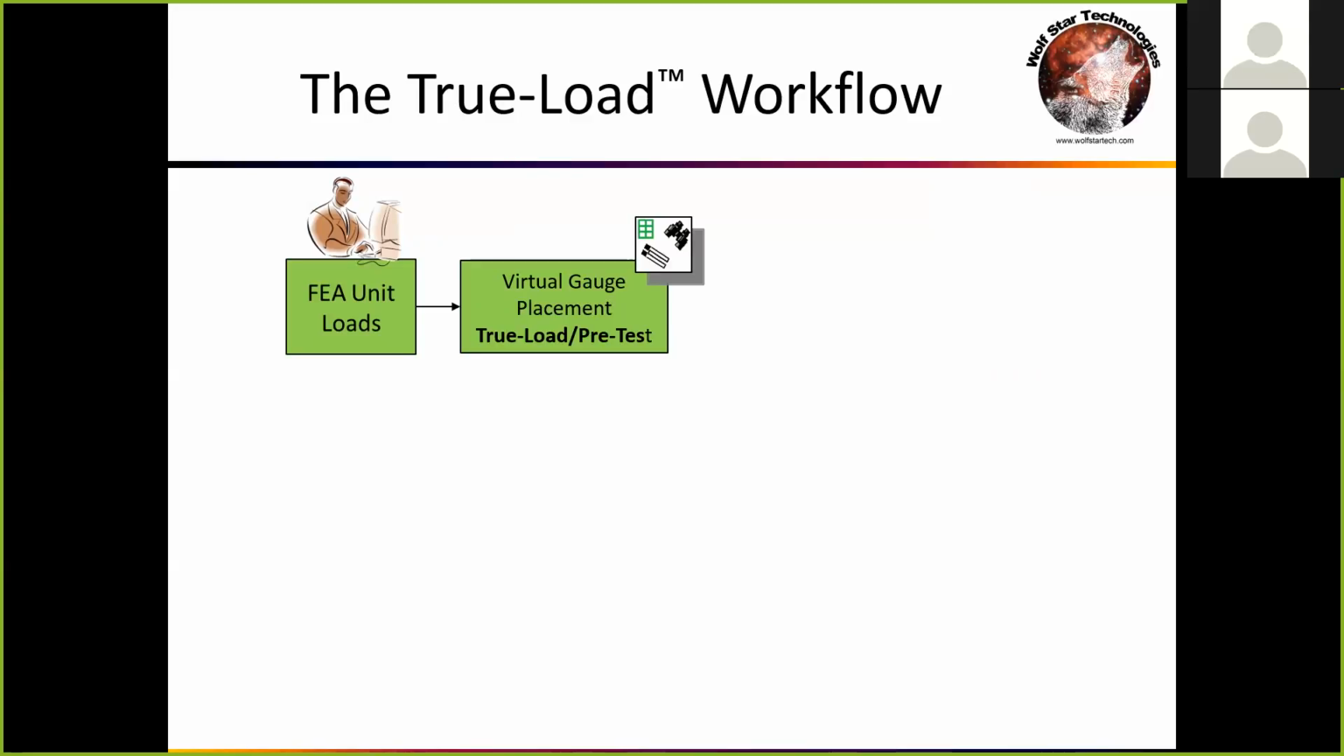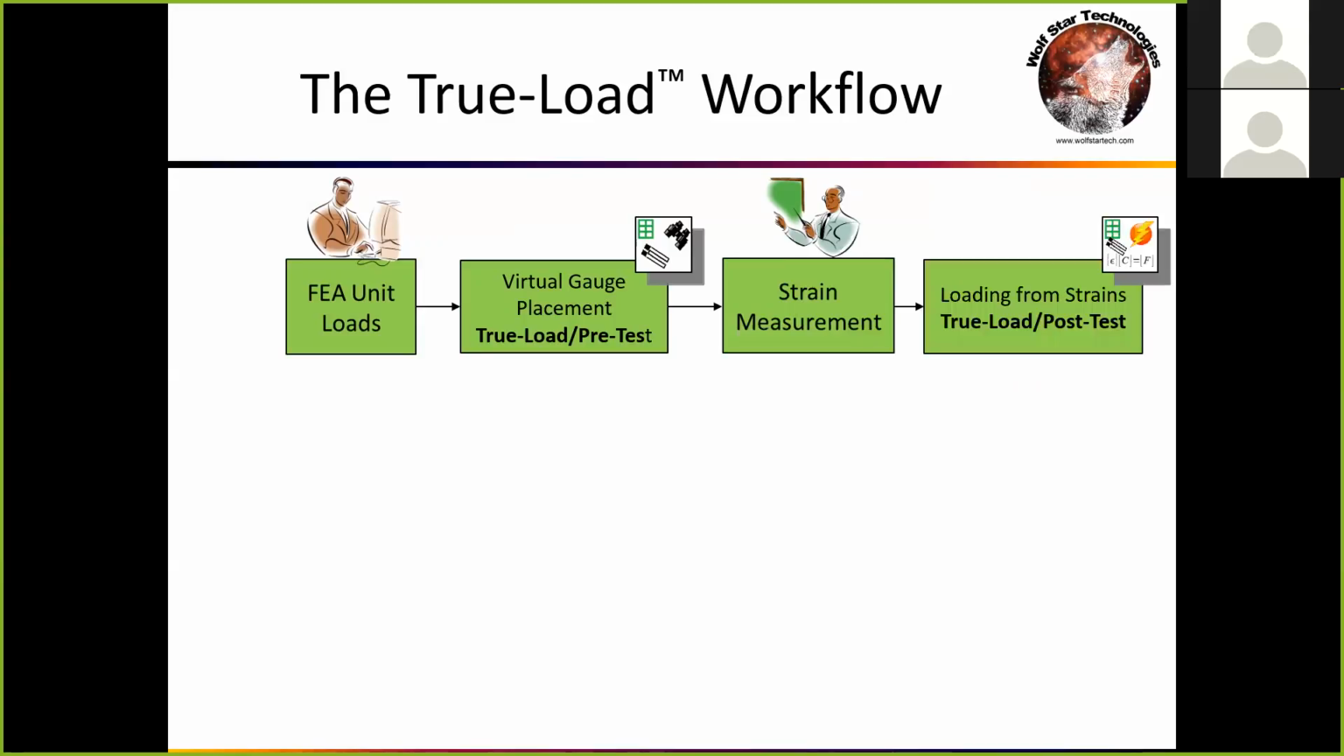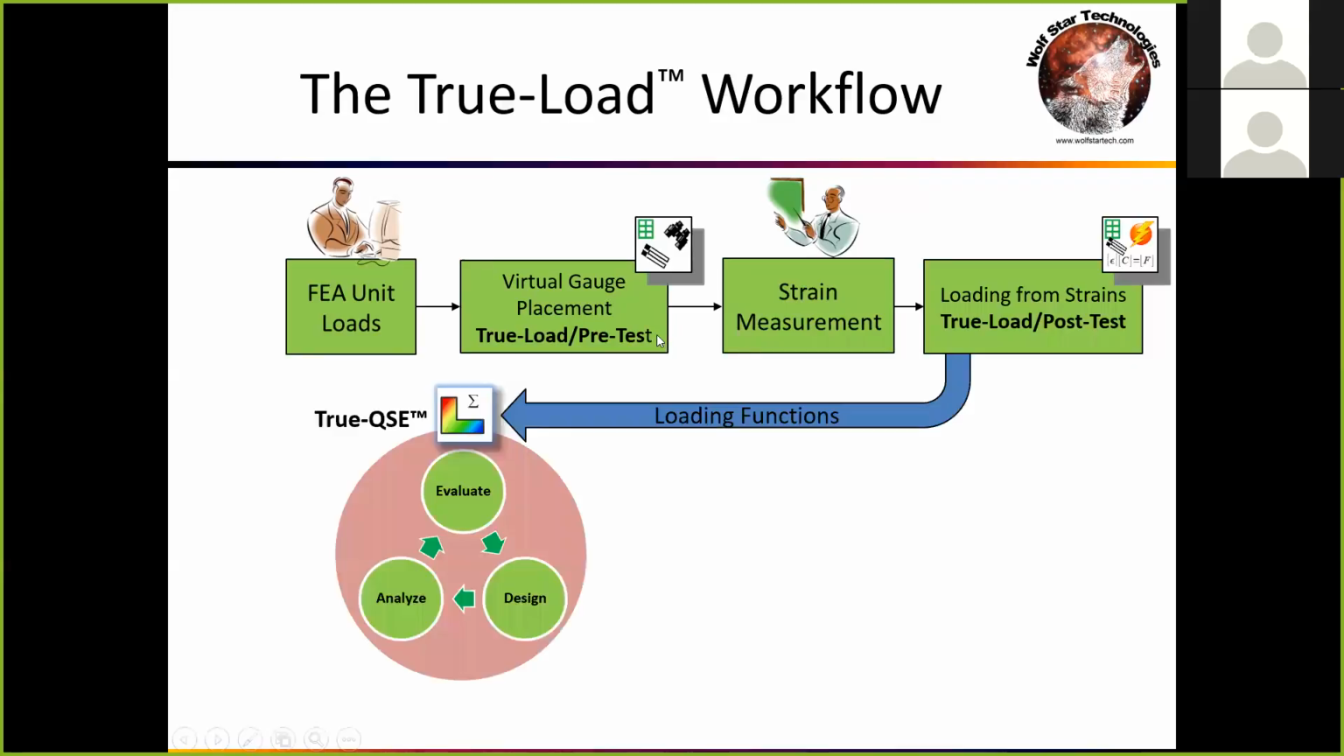But at the end of the day, we're going to get strain gauge placement and a correlation matrix that we're going to extract from the FEA model, which is basically the strain response to each of these unit load cases. And then once we've got that, we go in and lay strain gauges on the physical parts in the field and measure the strain in the operating environment. Then we take those strain measurements and bring them into post-test. Post-test is going to take the measured strain from the field times the correlation matrix from pre-test, and we'll generate loading functions.